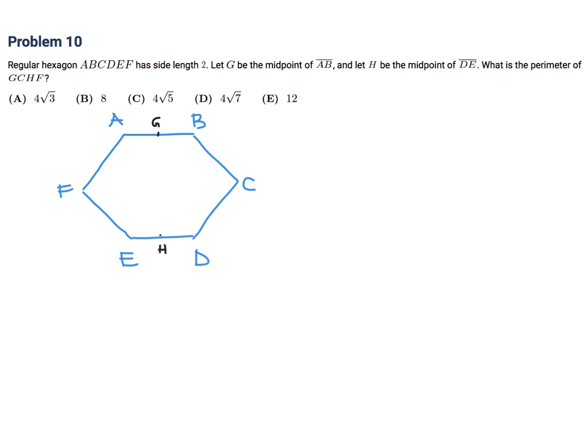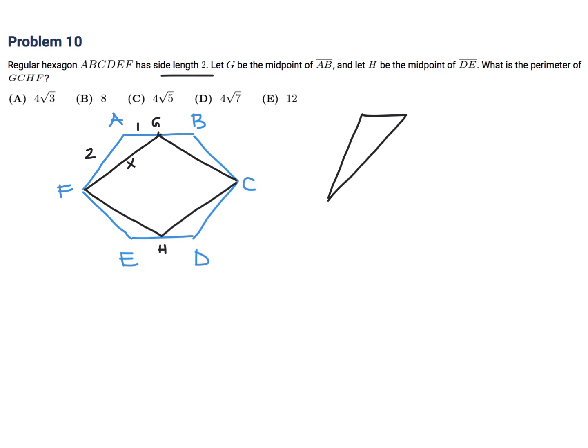And then I guess we're just, what is it? G, C, H, F. Okay, so this shape, they want you to figure out the perimeter of that. It has side length 2, so that means AF is 2, and therefore AG would be 1, since G is the midpoint. So this is pretty much the triangle I'm going to concentrate on, because if this is X, then this will also be X because of the symmetry of this diagram, and the perimeter would basically just be 4X. So as long as I get X, I can figure this out. So this is 1, this is 2, and this is X.